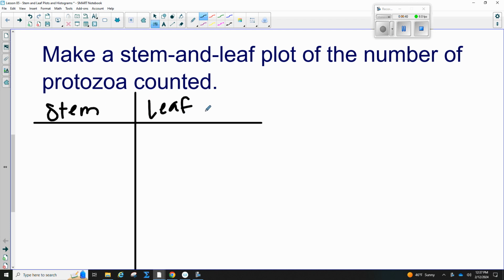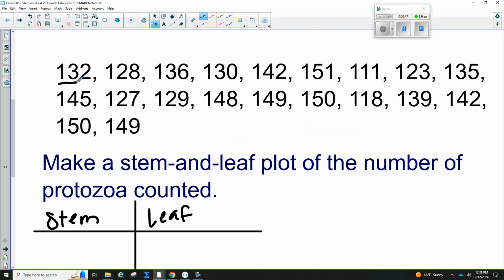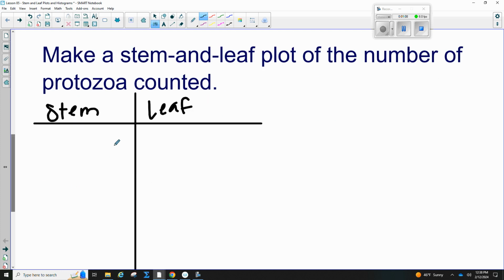All right, and you can only have single digits over here on the right. So our stem actually is going to be the first 2 digits. So we've got 13, 12, 13, 13, 14, 15, 11. What do you think our lowest and our highest are? Possibly 111, and is this one the highest? Yeah, so our stems are going to go 11, 12, 13, 14, 15.